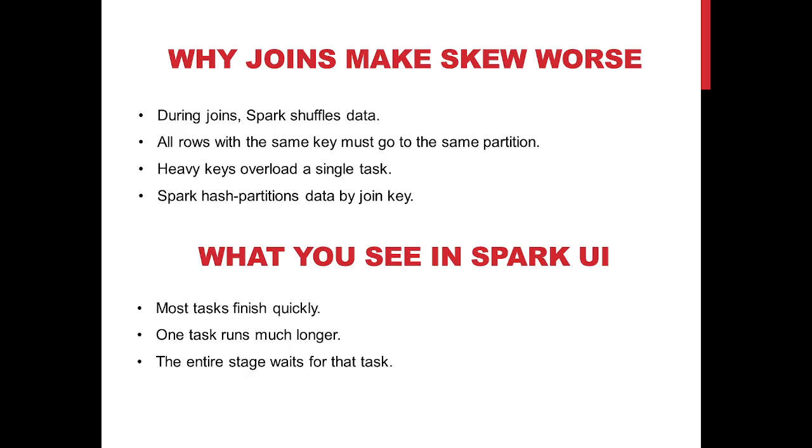So if you open Spark UI, you will see many tasks. Most finish quickly. One task runs much longer. So the entire stage waits for that task. Why? Because Spark waits for the slowest task to finish. So skew is visible in the task timeline.